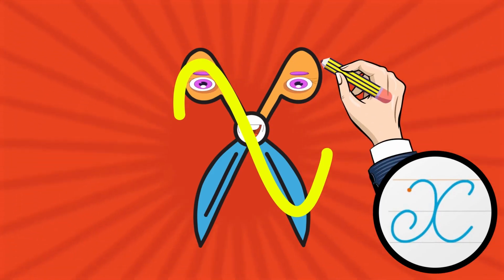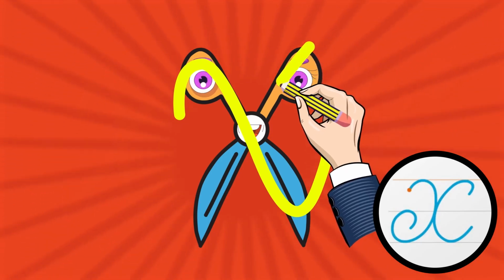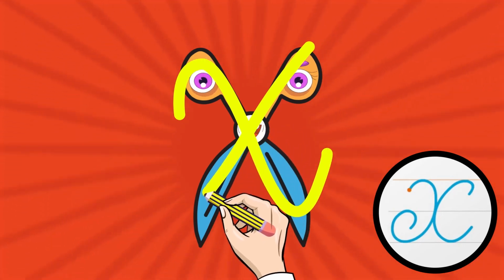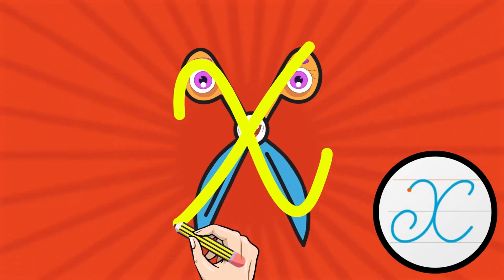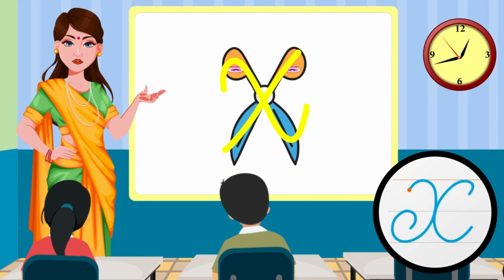We will put our pencils on the top right point, and then we will cut the previous line right through the middle and go back down to the open end. Like this. And that's it. Here we have it, the cursive capital X.